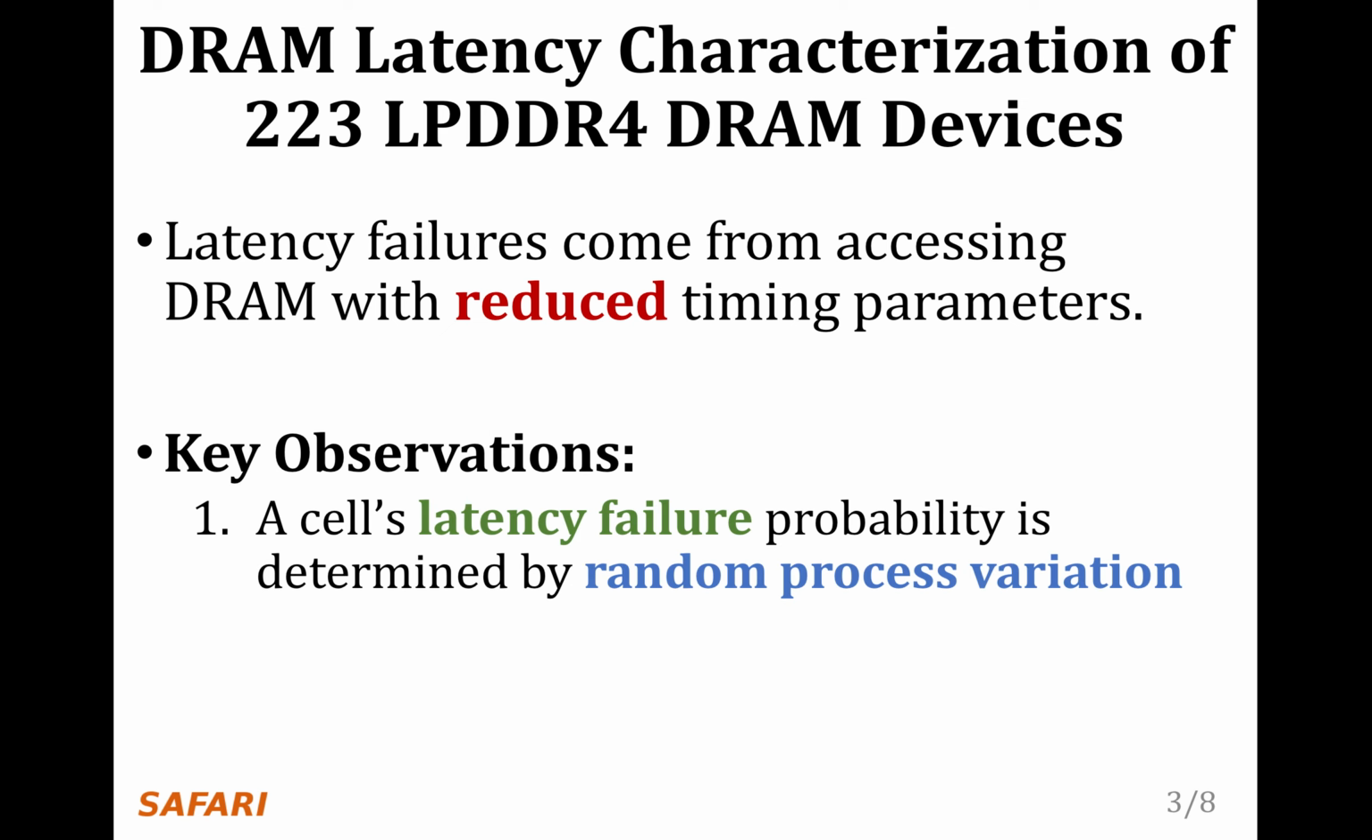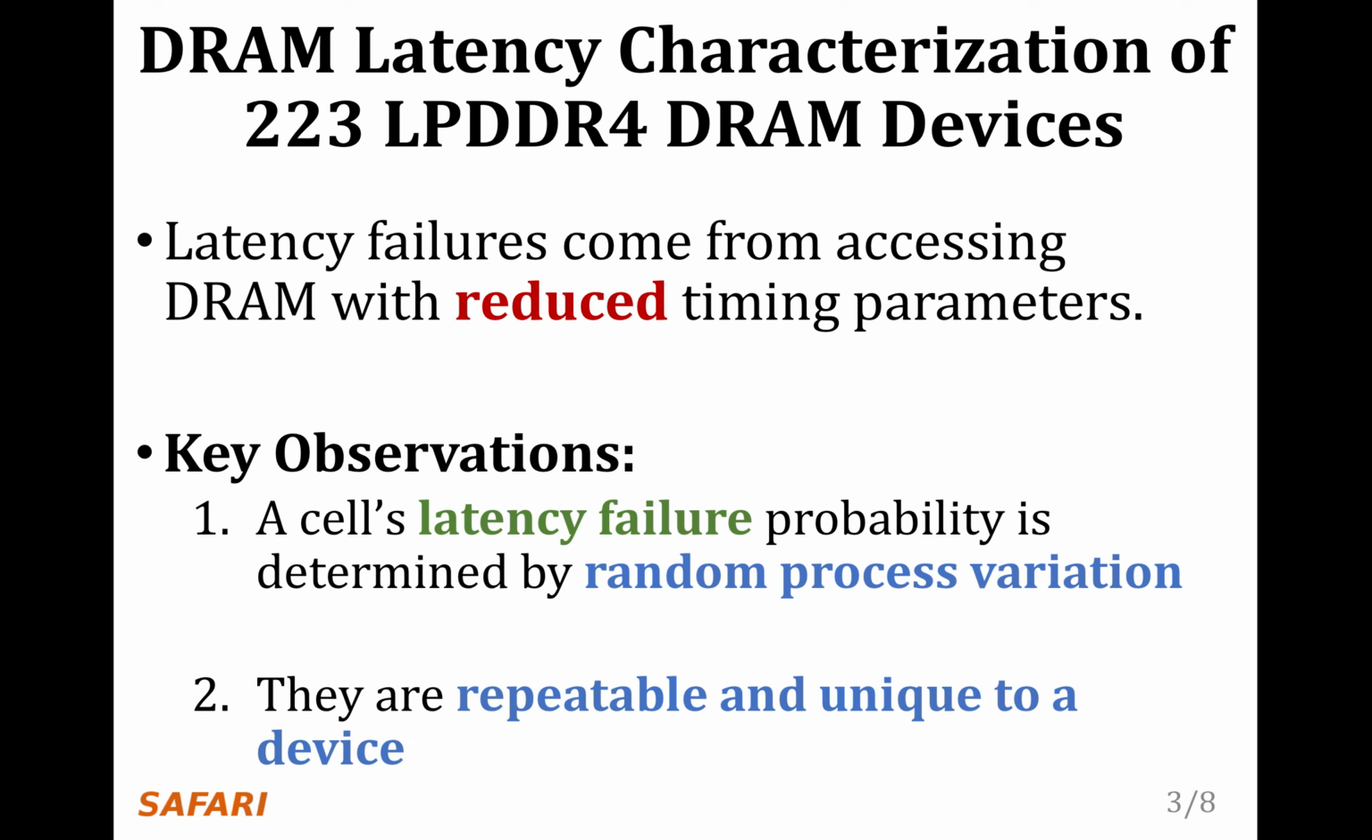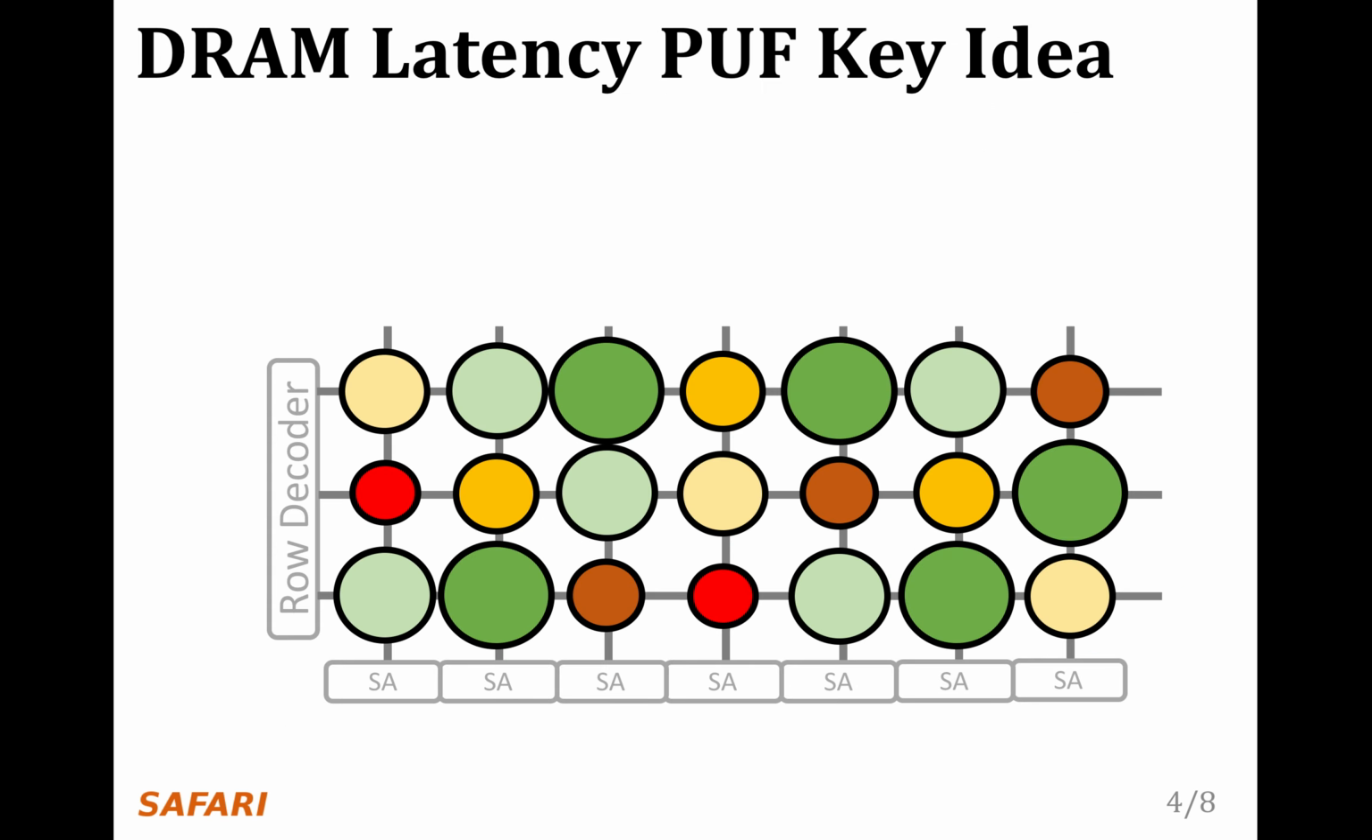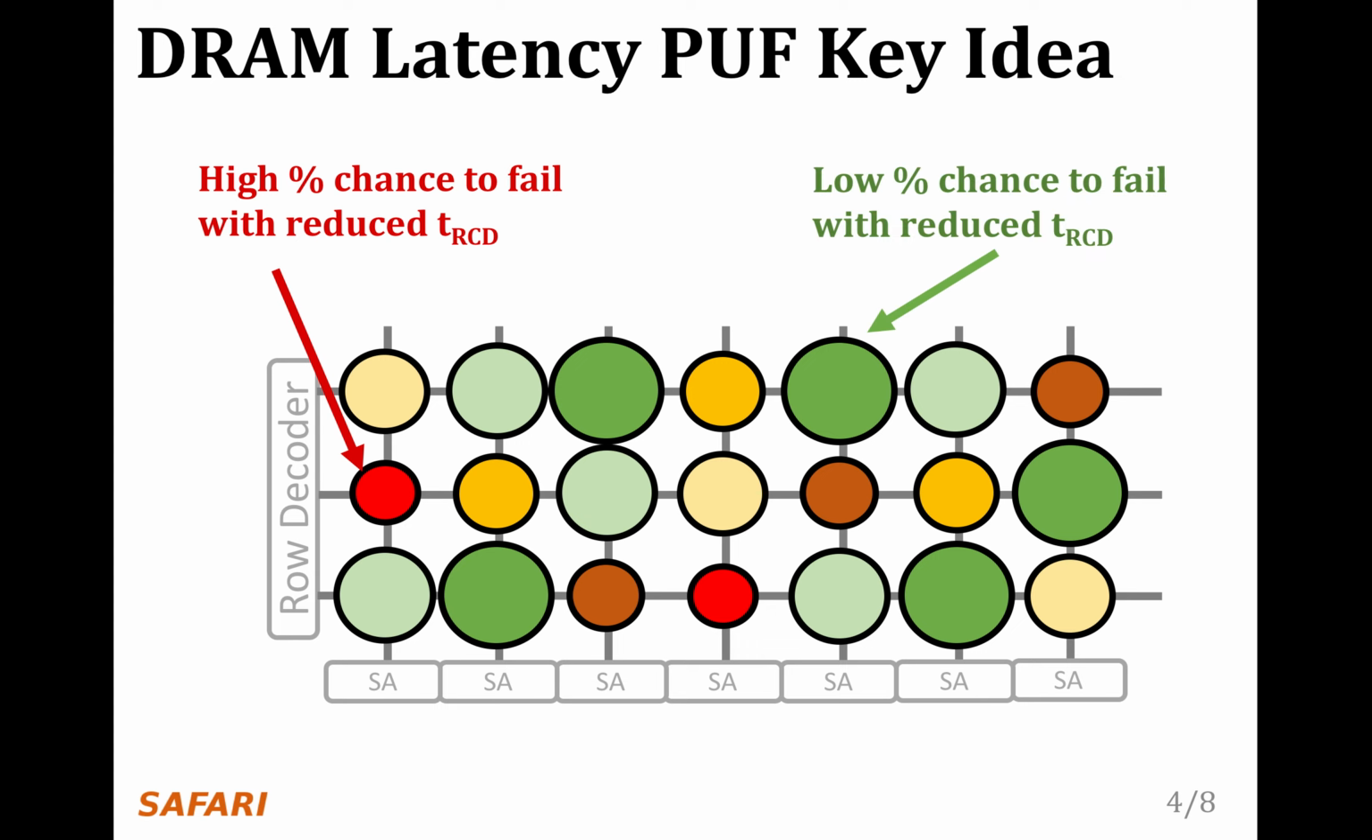First, a cell's probability to fail when accessed with a reduced timing parameter is directly correlated with random variations that arise from process manufacturing. Secondly, we note that these error patterns from inducing DRAM latency errors are unique to a device and highly repeatable. Here is a cartoon showing the manufacturing variation across a region of DRAM. When accessed with a reduced timing parameter, some cells have a high percentage chance of failing, while others have a low percentage chance of failing.